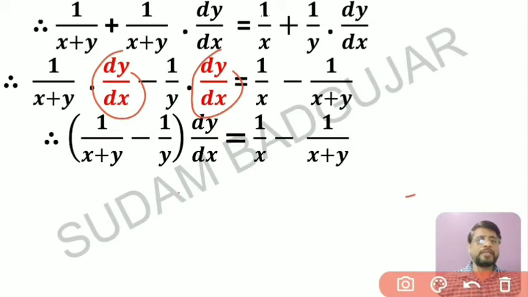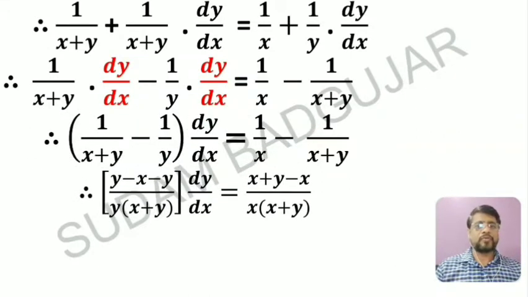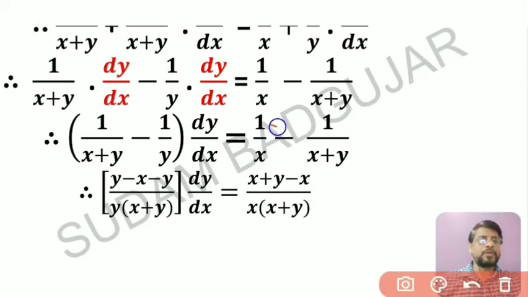Now you have to simplify this by taking LCM and cross multiplication. By LCM and cross multiplication, you will get (y minus x minus y) upon y into (x plus y), into dy by dx is equal to 1 into x plus y, it becomes x plus y, minus 1 into x is minus x, upon LCM x into (x plus y).